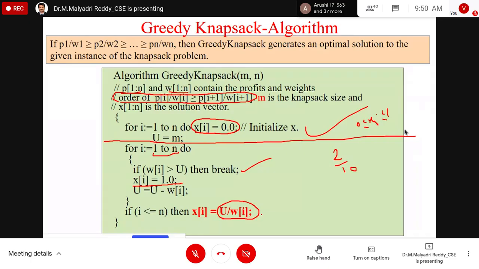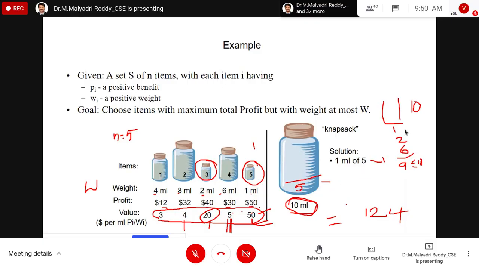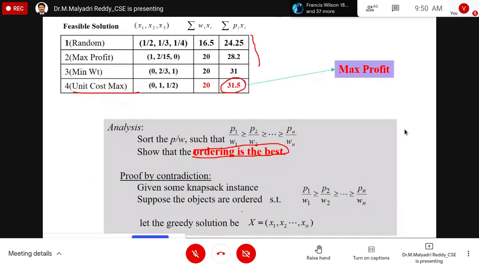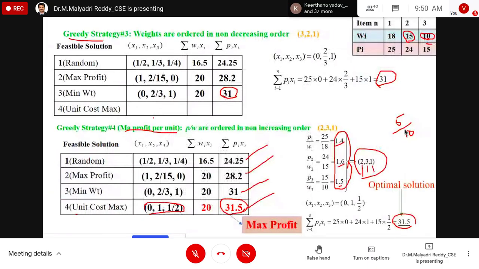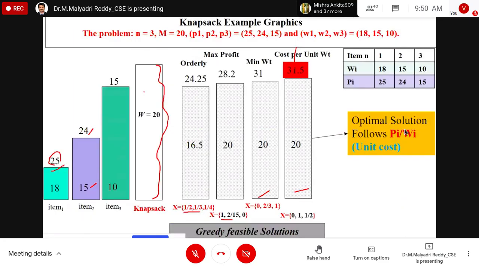Is there any confusion in the algorithm? No, sir. Anybody have doubts in the algorithm? So if you get questions like this directly, it is 5 marks. If they ask in the brute force technique, that means if you want to prove in 4 different methods, like by using the feasible solutions, you will get 10 or 15 marks. At that time you have to write all these things: random method, maximum profit method, minimum weight method, unit cost method.